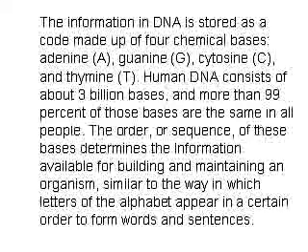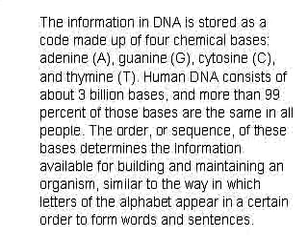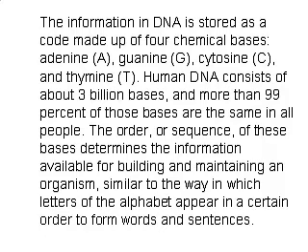The information in DNA is stored as a code made up of 4 chemical bases: adenine, guanine, cytosine and thymine. The human DNA consists of about 3 billion bases, and more than 99% of those bases are the same in all people. The order or sequence of these bases determines the information available for building and maintaining an organism, similar to the way in which letters of the alphabet appear in a certain order to form words and sentences.